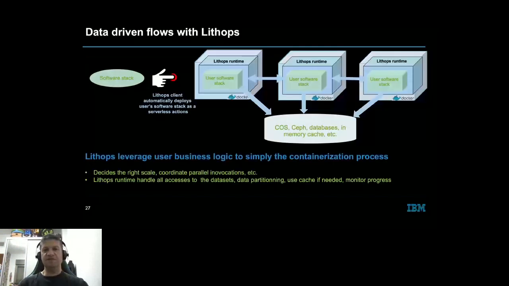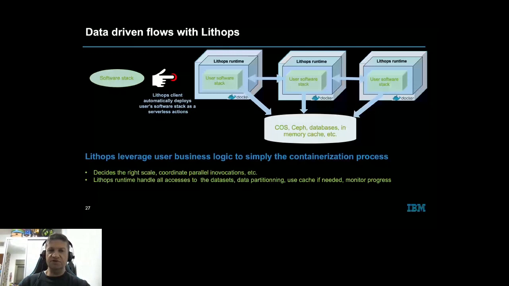When you deploy your Docker image, the Lithops framework is deployed as well, together with that container, and this Lithops runtime will be deployed in the serverless backend together with the user code. This is what gives the benefit to hide all the complexity from the user. So Lithops decides the right scale, how to handle accesses to datasets, how to partition them, maybe use cache, coordinate parallel invocations, chunk them, group them, and so on, write results back to some object storage maybe, or give them back to the user. And all this is completely transparent to the user because he just gets it from Lithops.